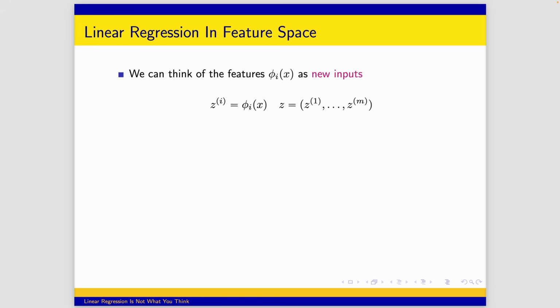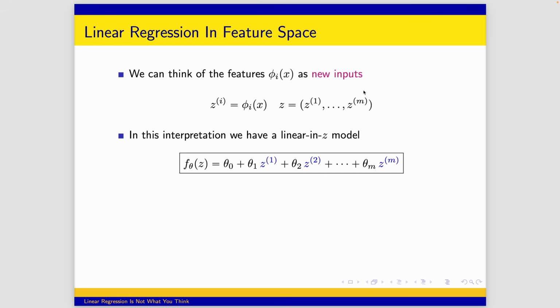Now we can think of these features, phi i of x, as new inputs. So let me define zi as phi i evaluated at some x. Then we can form the vector z, which is the vector of each of these basis functions, so z1 to zm. And this is essentially our new input. So we can interpret our model with general basis functions as a linear in z model.